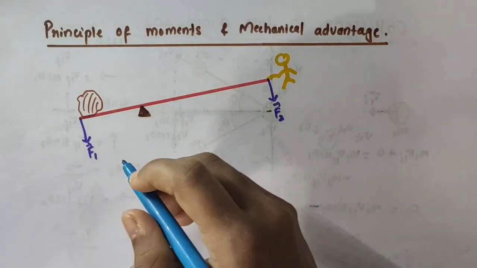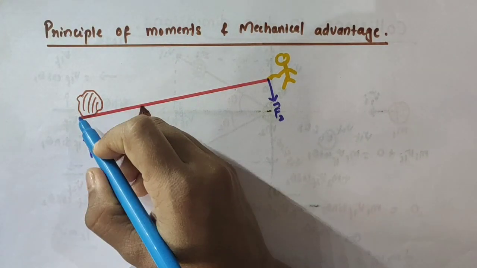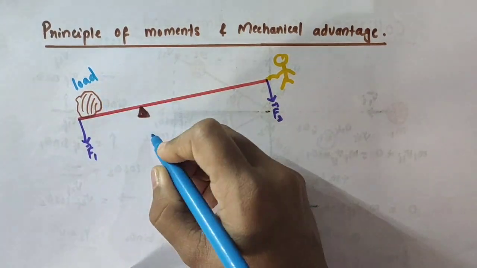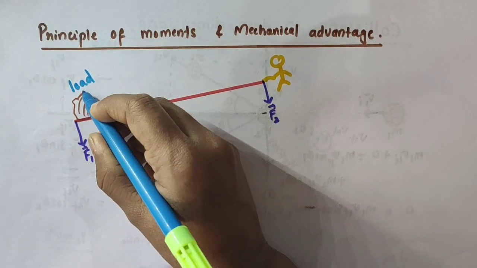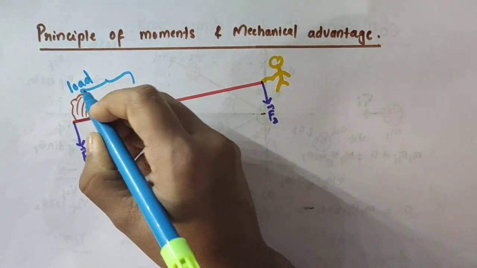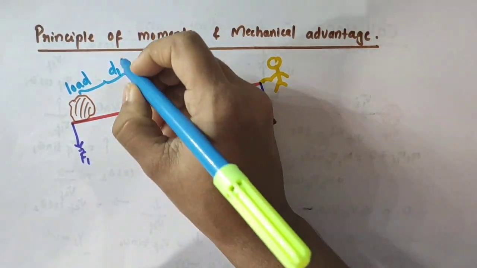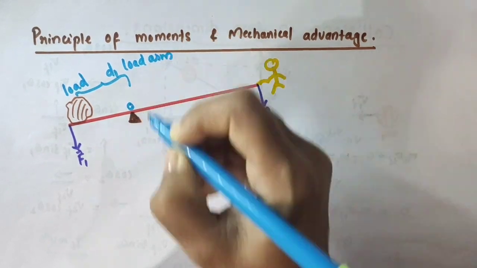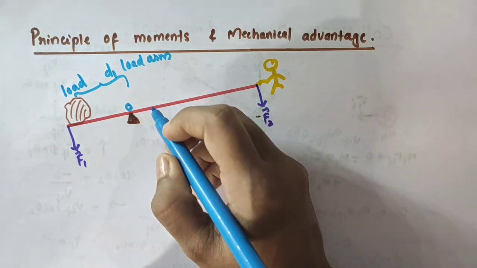Usually, in the case of a lever, the force F1 is some weight to be lifted. This weight is called the load. The distance from the fulcrum O to this load is taken as D1, and this is called the load arm. That is, the distance D1 is the load arm.